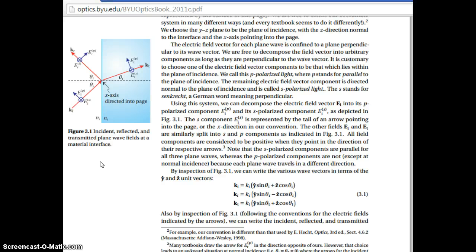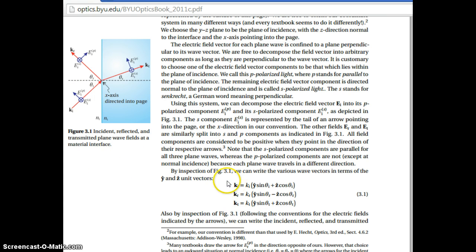Obviously, E is perpendicular to K. There's P light, which is perpendicular within the plane, and then there's S light, which is perpendicular outside the plane. S light is the only field that goes into the x hat direction. The rest of the field stays in the y and the z, which is the P hat. That's going to be important coming later.